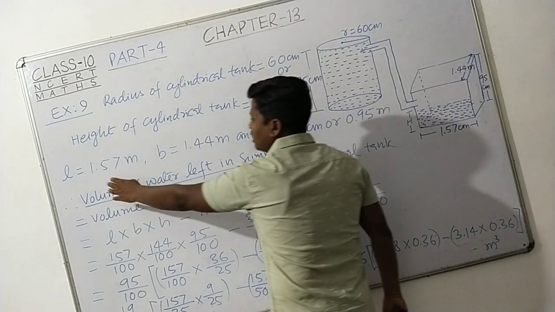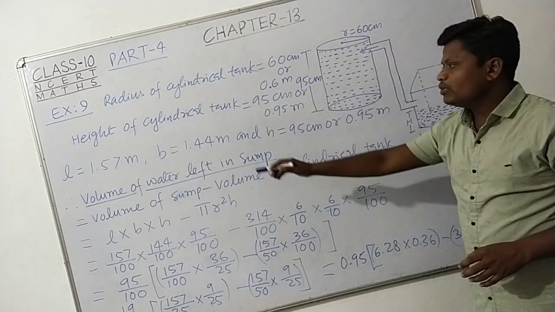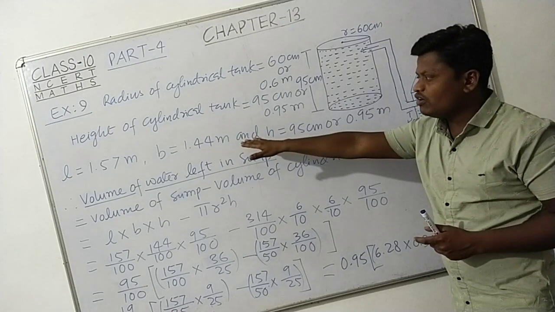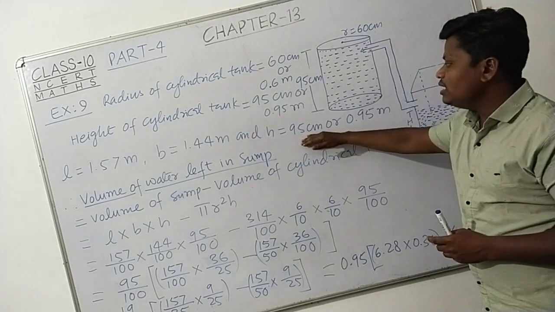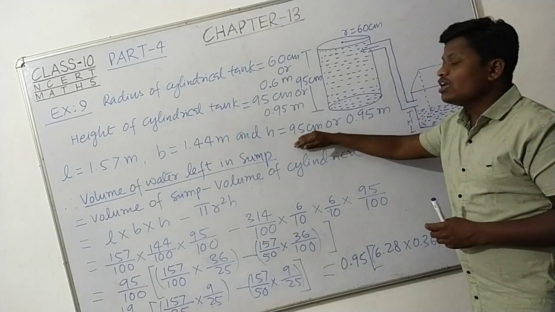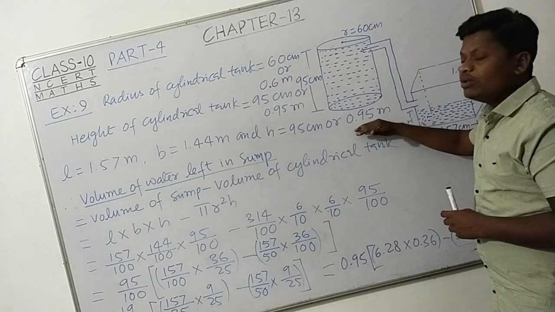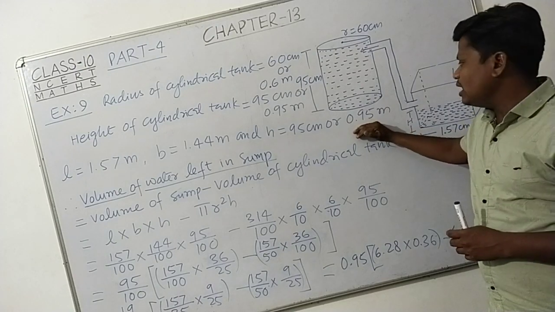And the length, breadth and height shown here: the length is 1.57 meter and the breadth is 1.44 meter, and the height is given in centimeter. So be careful, the height is given in centimeter and you have to convert it into meter, that is equal to 0.95 meter.